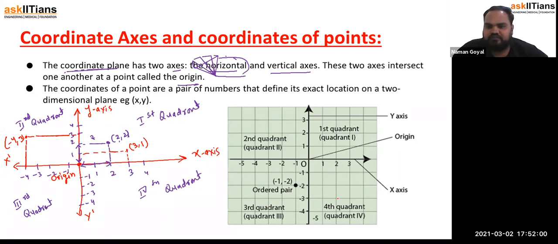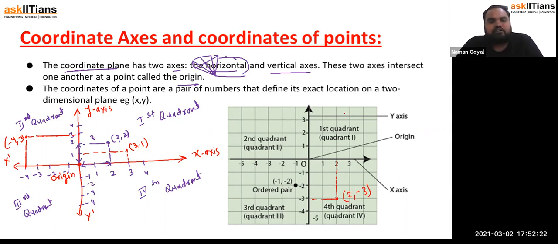Okay, now if I represent this point, it is what? 2 comma minus 3, because x is 2 and y is minus 3, right?